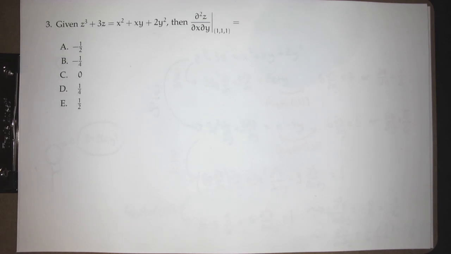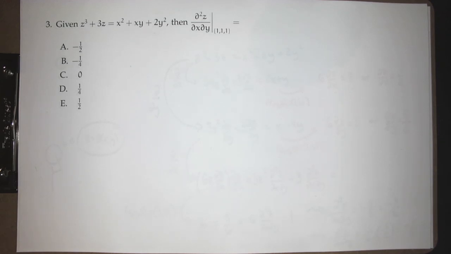Given z cubed plus 3z equals x squared plus xy plus 2y squared, we're asked to find the second derivative of z with respect to x and with respect to y. So it's the mixed partial derivatives evaluated at the point 1, 1, 1. So there's no functions, we just have numbers coming out. And then it lists some options for us: negative 1/2, negative 1/4, 0, 1/4, and 1/2.